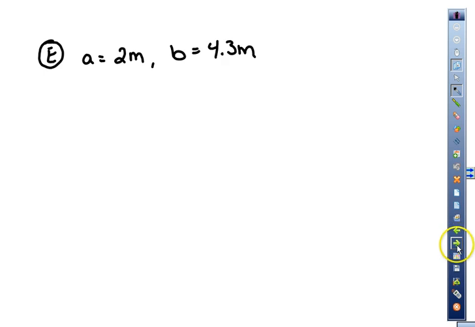Next question is again finding the value. It's giving you a and it's giving you b. You're trying to find what c equals. So go ahead and again, using the Pythagorean theorem, solve this. Go ahead and hit pause.